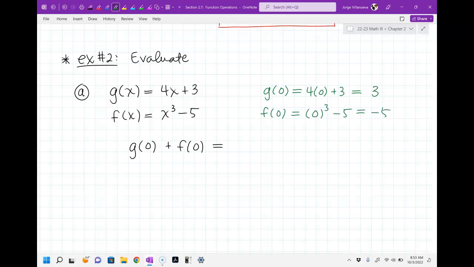So if I add these two things together, g of 0 is 3, plus f of 0 is negative 5. Well, what's 3 minus 5? That's negative what? Negative 2. And I'm done. That's easier to do than combining your terms first.